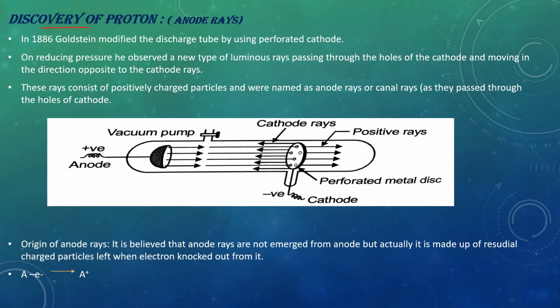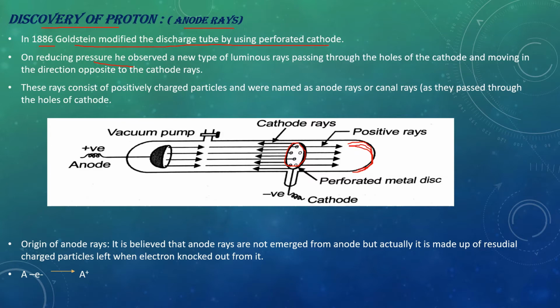Now the next is discovery of proton, that is discovery of anode rays. In 1886, Goldstein modified the discharge tube by using a perforated cathode. So now he took a cathode which is perforated, that is it has holes in it. Now when pressure is reduced up to 10 raised to power minus 4, he observed a new type of luminous rays passing through the holes of the cathode and producing luminous glow behind the cathode.